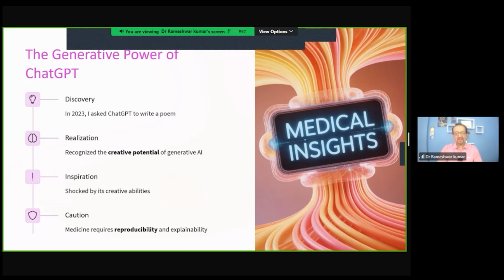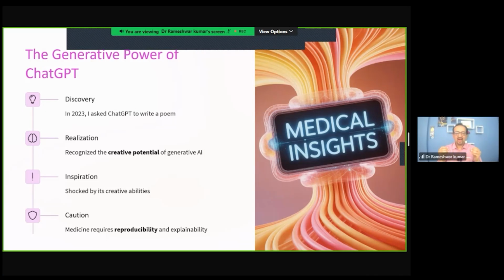This sort of poem, this sort of creativity really ignited my mind and created an urgency for me to understand what AI is, and I started exploring it. Really, I'm telling you, before this, I was not much aware about AI, and I was really shocked about its creative capability. But in medical science, creativity is always discouraged.